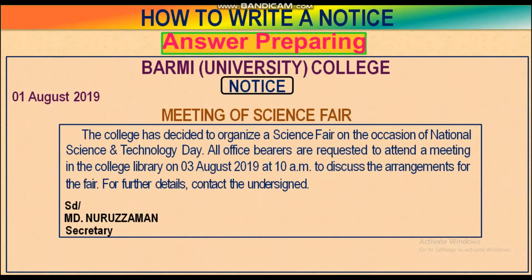Now dear students, let's check the body of the notice, whether it is right or not. If the body of the notice is right, you will get the answers to the questions of 5 WHs. For example, number 1, what is going to happen? A meeting. Number 2, where will it take place? In the college library.